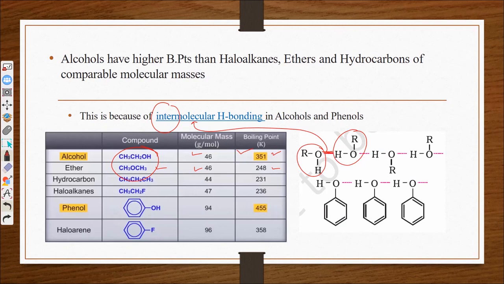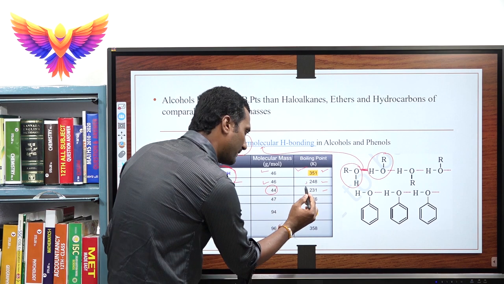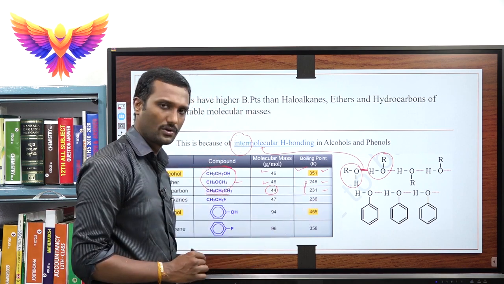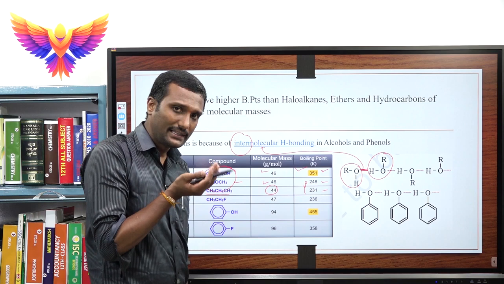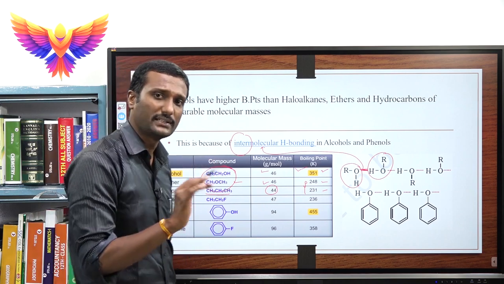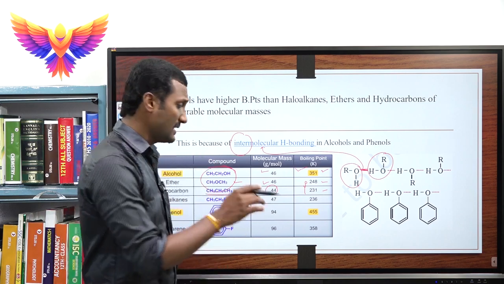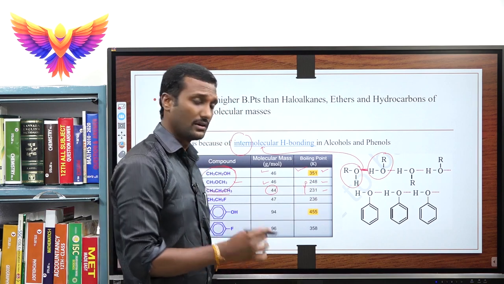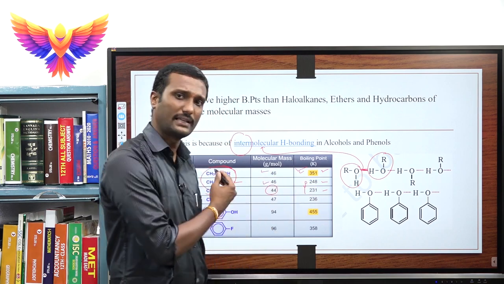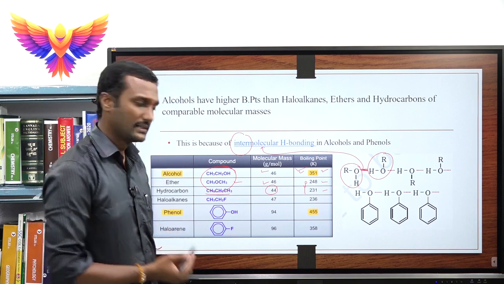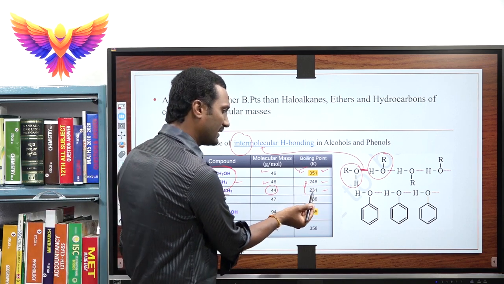So again, I am taking the hydrocarbon. You can see the hydrocarbon, we have 6 carbon atoms, but it is a comparable molecular mass. It is not exactly the same, it is comparable. So here also you can see there is a lesser boiling point. When you compare ether and hydrocarbon, ether has a slightly higher boiling point than the hydrocarbon. Yes, here also there is a formation of hydrogen bond, not much stronger than in alcohol. That's why the boiling point is slightly more than the hydrocarbon.